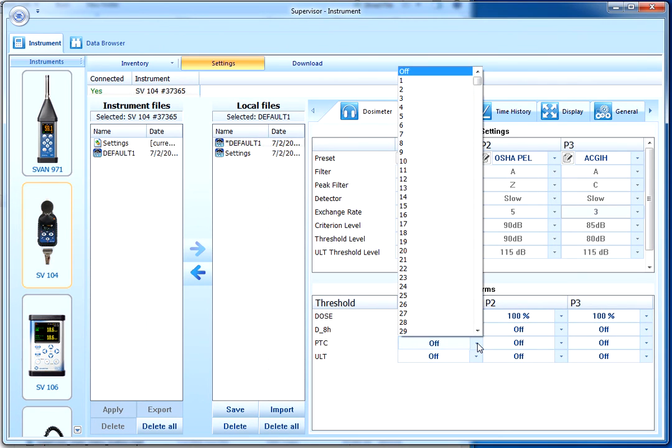The PTC here is the peak threshold count. This is the number of times the peak level is exceeded. This can be set for any value between 1 and 1000.